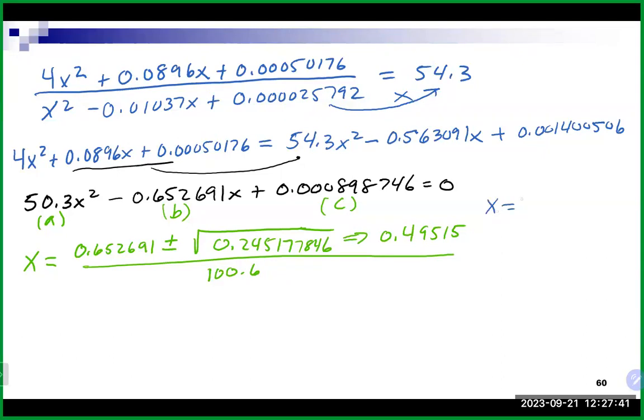So we get an x if we do the positive way of 0.652691 plus 0.49515 divided by 100.6. And that gives us an x value of 0.0114. And if we do the subtraction, 0.652691 minus 0.49515 divided by 100.6 gives 0.00157, we'll call it in that case there.